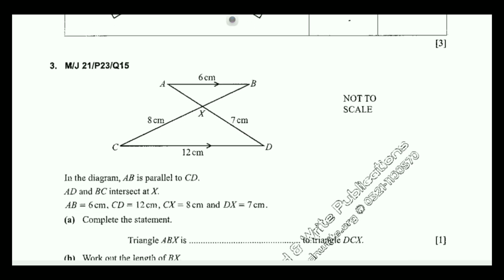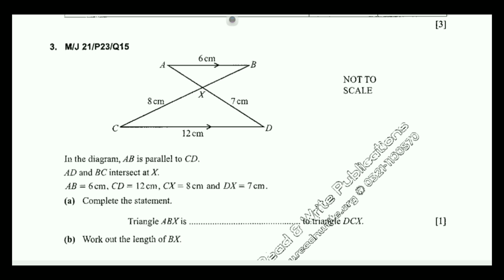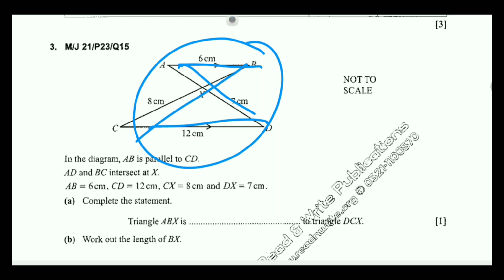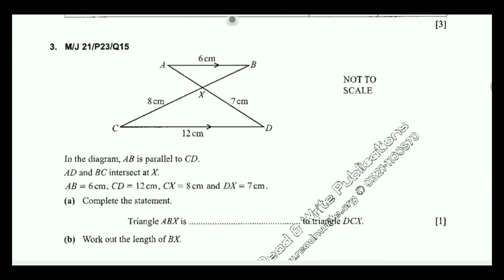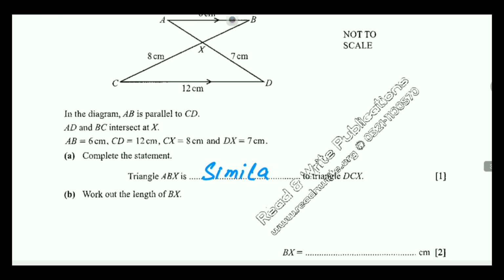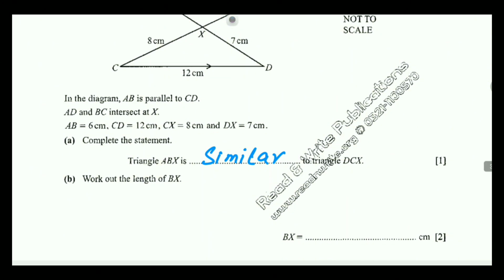Question is given to you and information is given to you. Part A is complete the statement. Triangle ABX is dashed to triangle DCX. So let me tell you here one thing, that if two lines are parallel and they are making two triangles, then those triangles will always be similar. Like in this situation you can see these two lines are parallel and they are making two triangles, so it means these two triangles will be similar. So it means that we will write here triangle ABX is similar to triangle DCX.